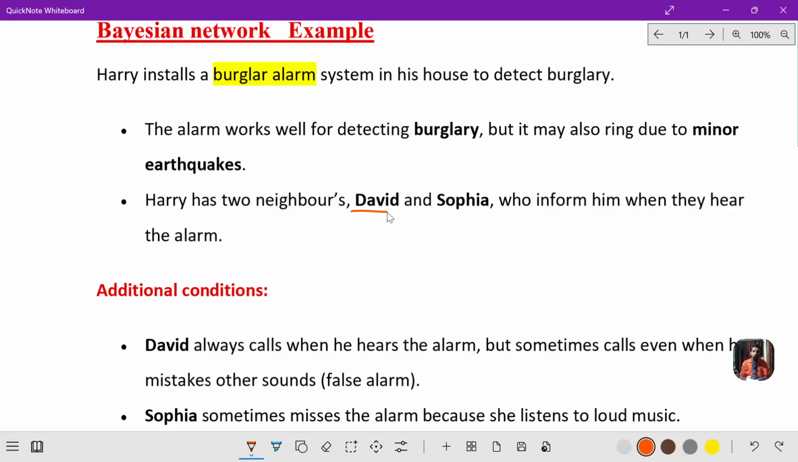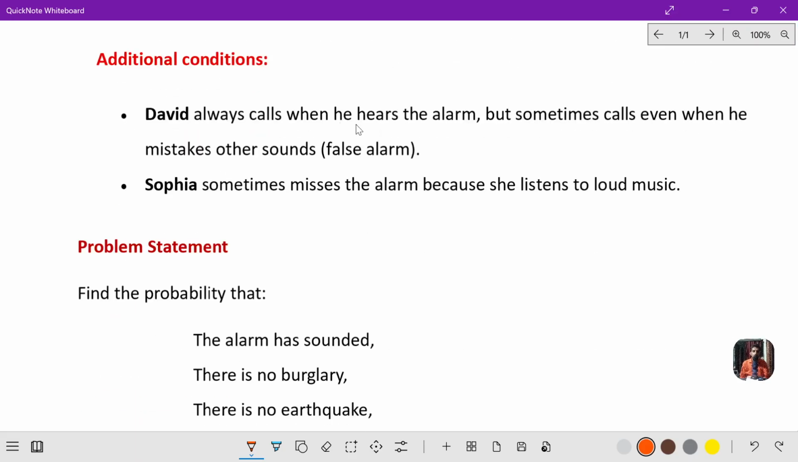So the responsibility of David and Sophia is, when the alarm makes a sound, they call Harry. But unfortunately, sometimes David may hear the alarm sound by mistake, from other sounds. When theft is not going on, something like an earthquake comes, it will also give some sounds. So when the alarm plays, David is going to inform Harry, it is a false alarm. And Sophia sometimes misses the alarm because she listens to loud music.